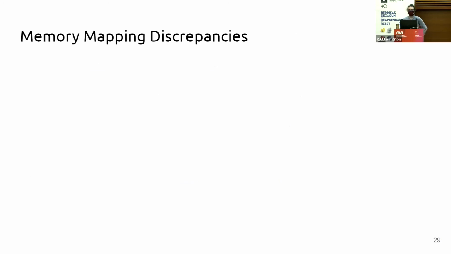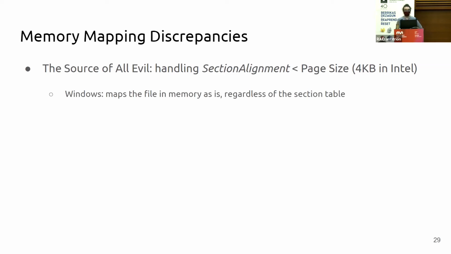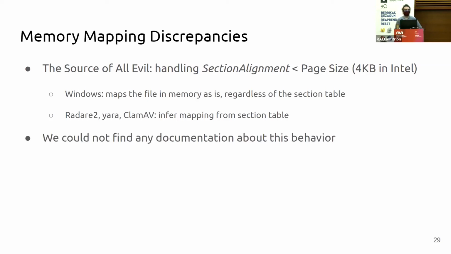We also ran a differential analysis for the memory mapping operations, and we found an interesting edge case that all the software mishandled. In particular, when the section alignment is smaller than the page size, Windows loads the PE file in memory as it is, regardless of its section table. This is not really handled correctly in all the software we tested, which infer the memory mapping using the section table as they would do with any other executable. Now, we could not find any documentation of this behavior, so we were not really surprised that the tools got this wrong.